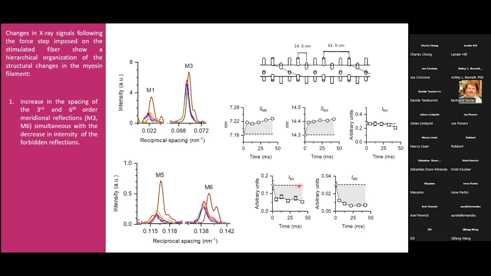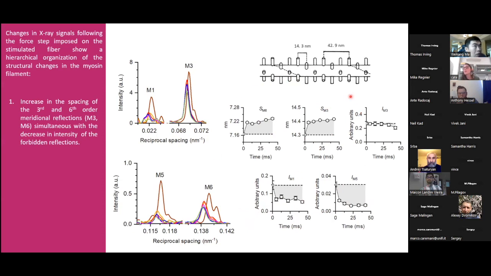And so the loss of the triplet perturbation is synchronous with the structural transition leading to the extension of the filament that is also marked by the increasing spacing of the M3 and M6 reflections. So yes, we have an increase in the extension of the thick filament, but we don't have any change apart from a minor decrease in the intensity of the M3 reflection after 30 milliseconds, meaning that we have filament extension, but we don't have the loss of the off state of the myosin motors.